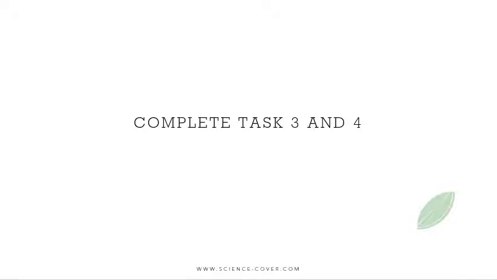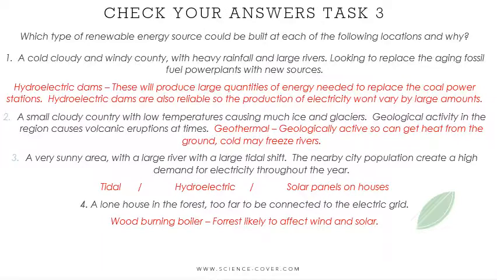Now pause the video and complete task 3 and task 4. Let's check our answers to task 3. Which type of energy source could be built at each of the following locations and why? A cold, cloudy and windy county with heavy rainfall and large rivers looking to replace an aging fossil fuel power station with new sources.